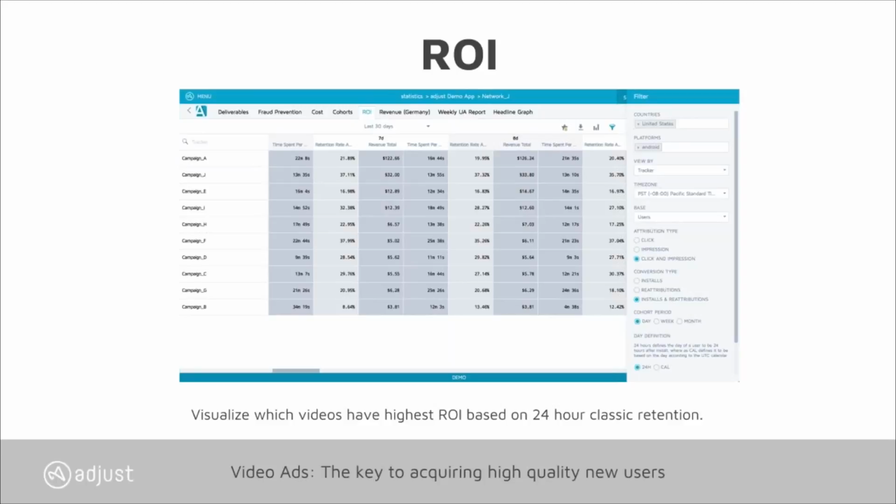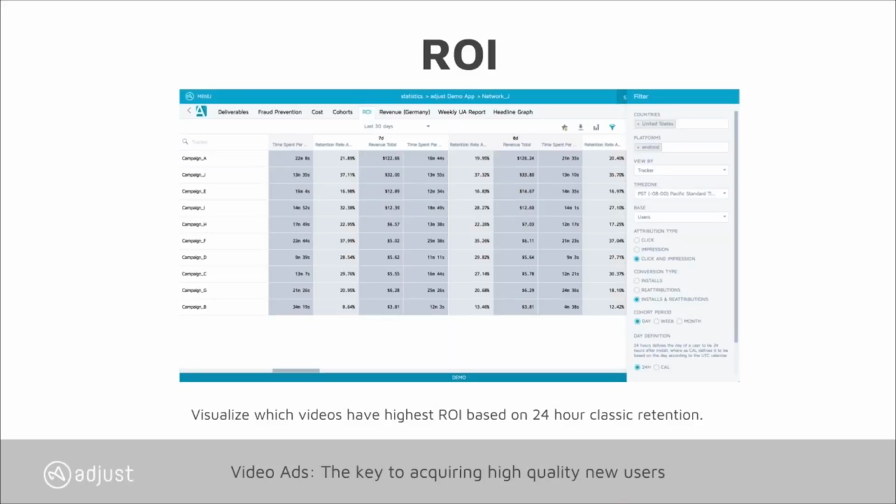Once again, you're able to see this down to the creative level, so you really can optimize and move your budget towards those creative assets that really are moving the needle. The final screenshot I wanted to share with you guys is another one from cohorts. So this one's focusing in on ROI.